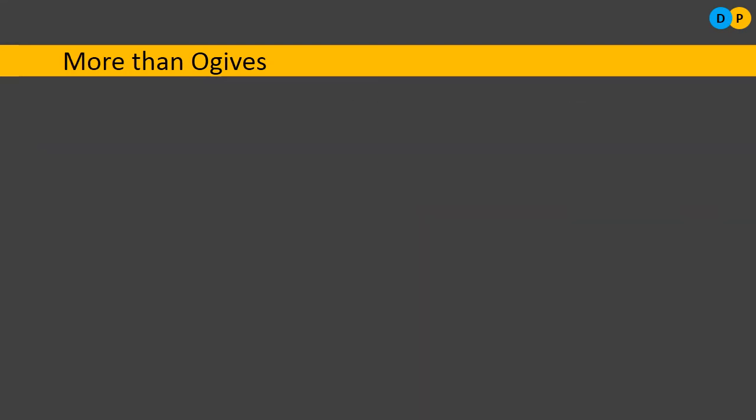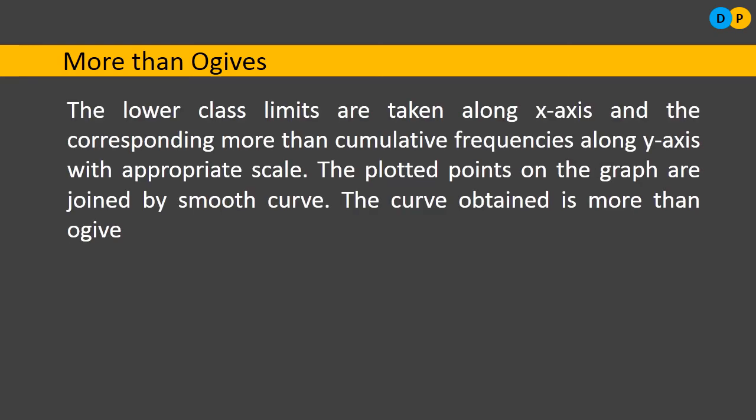Next, the more than ogive. That's a complete reciprocal of the less than ogive. So here in the more than ogive, we will be considering the lower class limits. That's very important. Lower class limits will be considered along the x-axis and the corresponding more than cumulative frequencies along the y-axis, not less than. Please notice here, these two are very important.